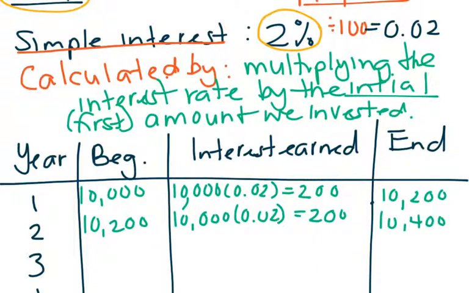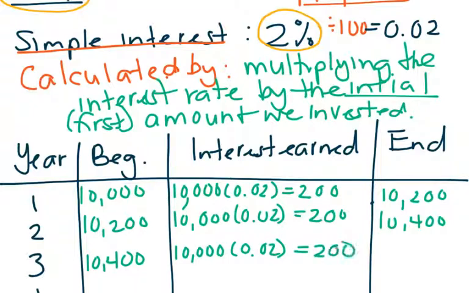And let's keep it going. At the beginning of the next year, we know we've got 10,400. We know interest is calculated by interest rate and initial value, so we're going to take $10,000 multiplied by our interest rate. We have made another $200 this year. Beautiful. So at the end of the year, 10,400 plus 200. Let me change this to green. We've made 10,600. And let's keep on going.